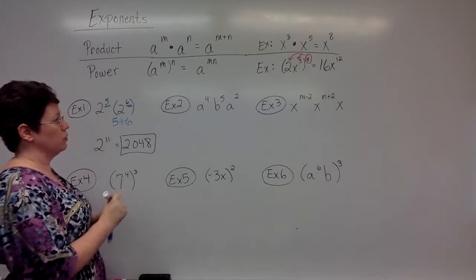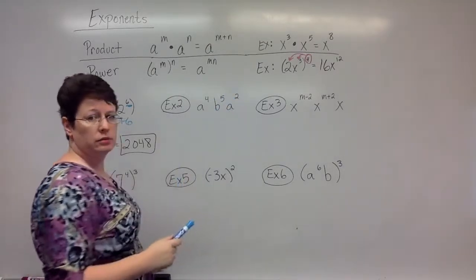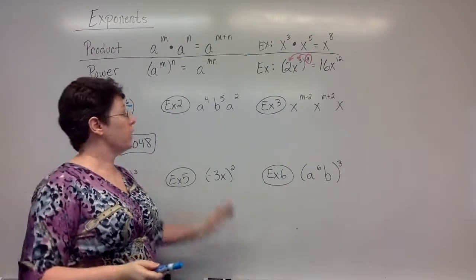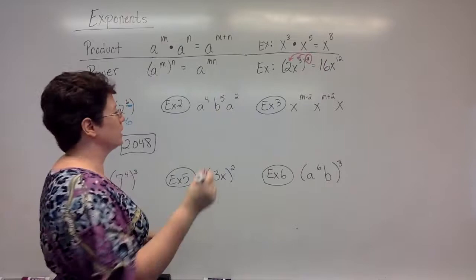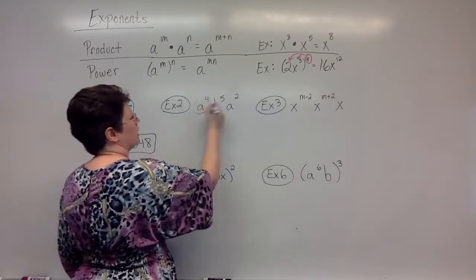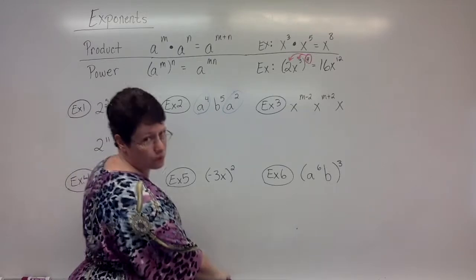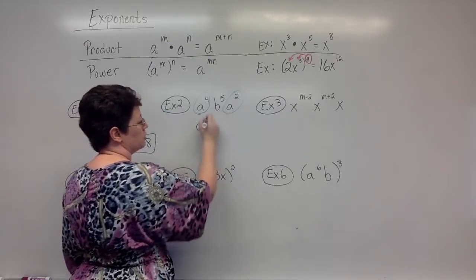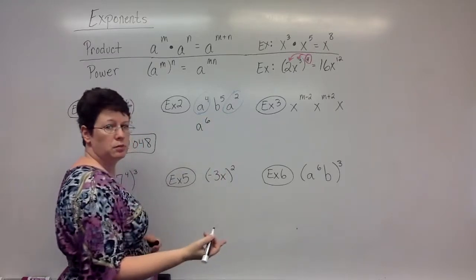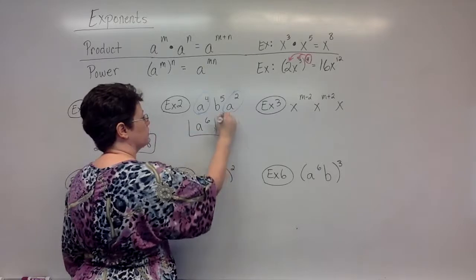Okay, example 2. I have a to the fourth, b to the fifth, and a squared. Okay, so I add them, 4, 5, and 2, right? Close. I can only add it if it's the same base. So I'm only adding the 4 and the 2. So I would get a, 4 plus 2 is 6. Well, what do we do with the b? We just drop it down, b to the fifth.